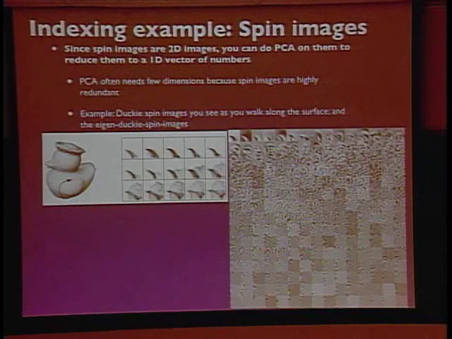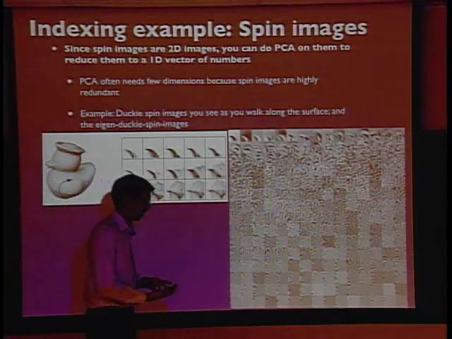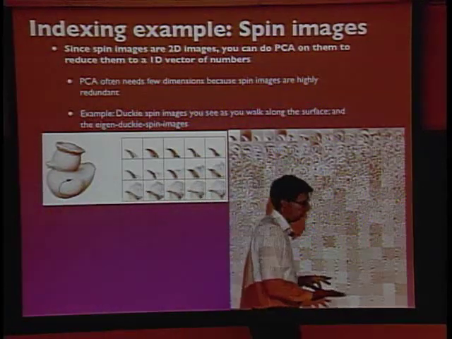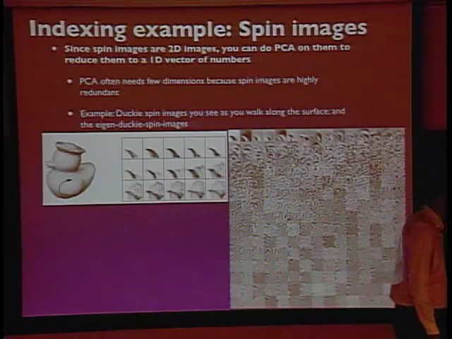Here's an example of an approach for indexing the database. In other words, doing this database optimization thing to try to speed up your queries. What I told you last time is that there are these things called spin images, which are essentially two-dimensional histograms, each one centered around a vertex on the surface, and it tells you about the distribution of points away from that point and up and down from that point in terms of its elevation.